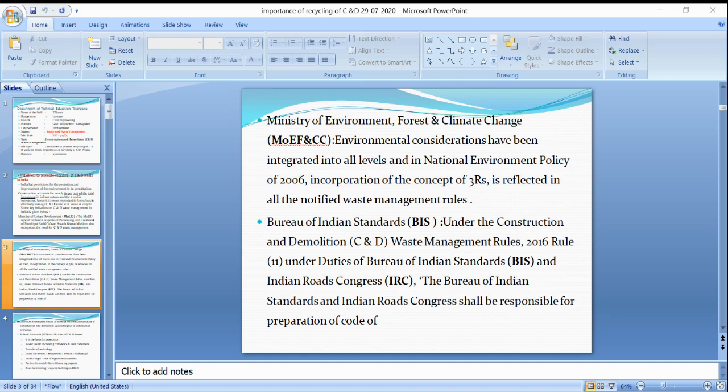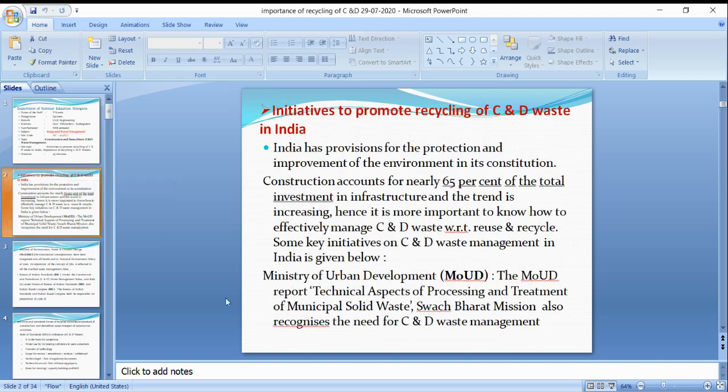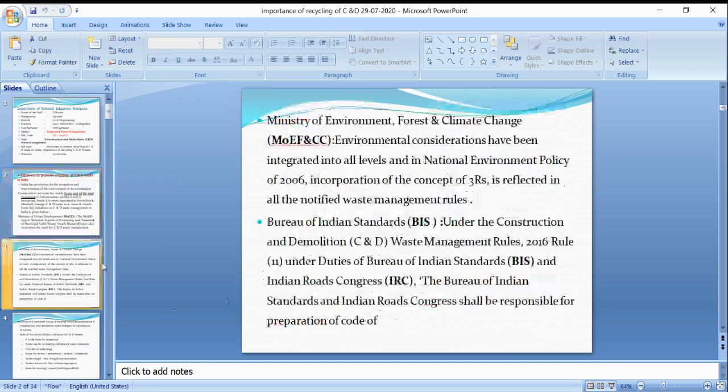One is the Ministry of Urban Development, and another is the Ministry of Environment, Forest and Climate Change, and next comes the Bureau of Indian Standards. Under the construction and demolition, C&D management rules are framed in 2016.